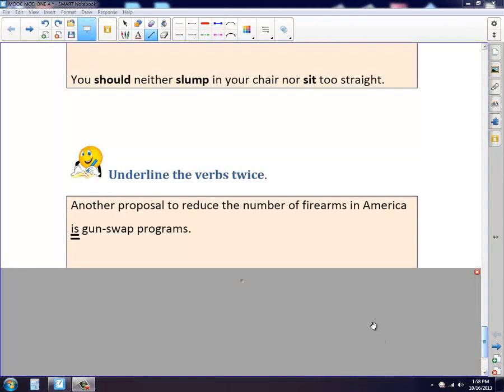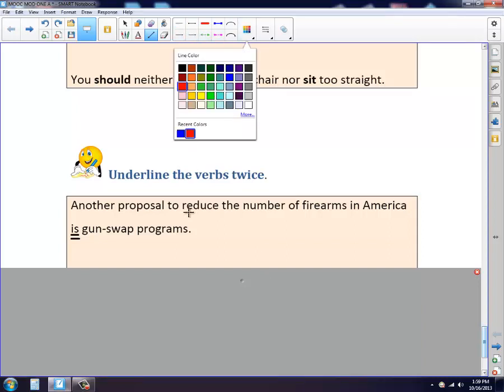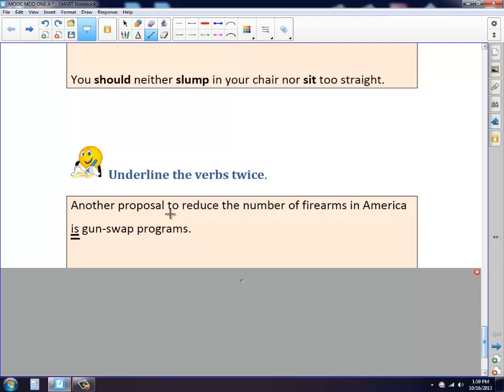Now we're going back through the same practice sentences. We've already underlined the verbs twice. Now we're going to underline the prepositional and infinitive phrases once. Another proposal to reduce the number of firearms in America is gun swap programs. To reduce the number is an infinitive phrase; of firearms and in America are both prepositional phrases.